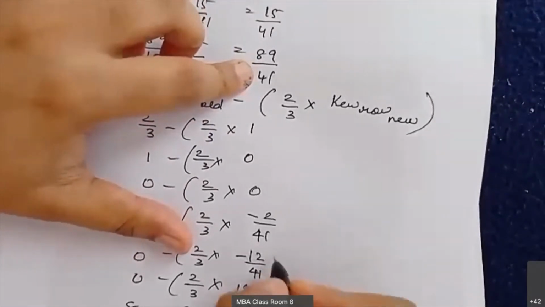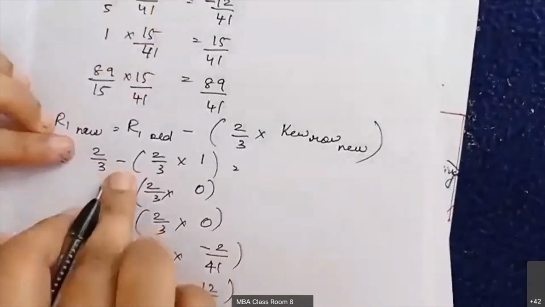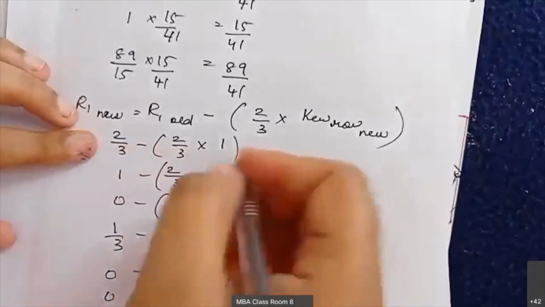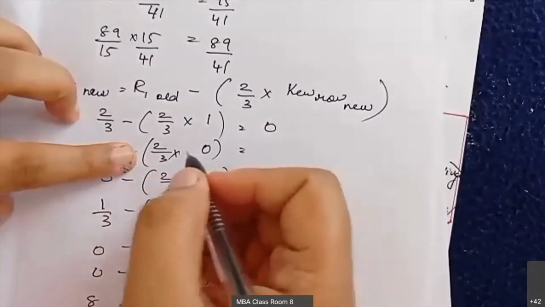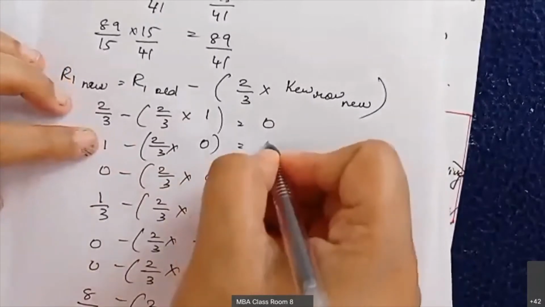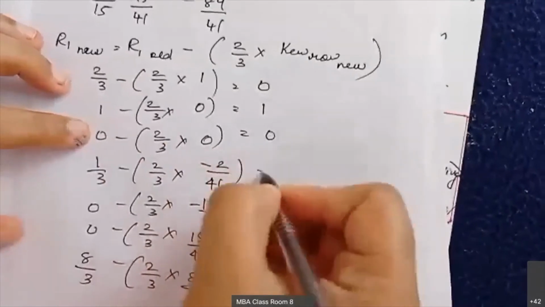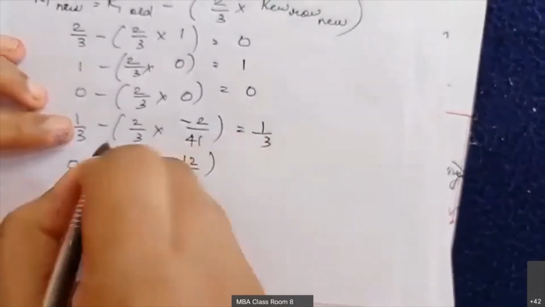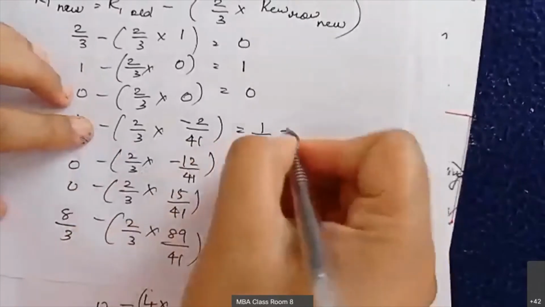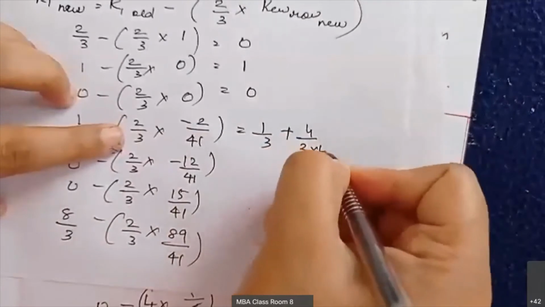Tell me the answers. 2 by 3 minus 2 by 3, 0. 1 minus 2 by 3 into 0. 2 by 3 into 0, 0. So 1 minus 0, it is 1. Now this number is 0. 0 minus 0, it is 0. Over here, it is 1 by 3. Minus and minus plus, 2 into 2, 4 divided by 3 into 41. Do it in your calculator.